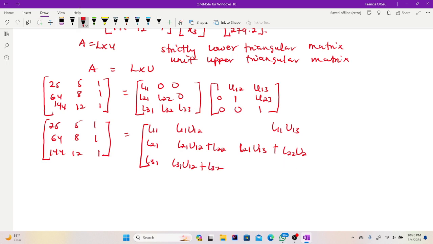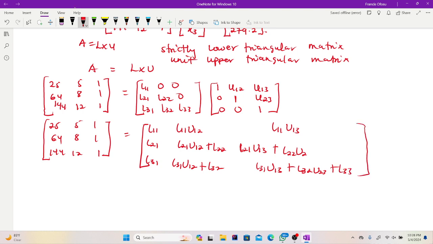Now let's come to the last part. So L31 will multiply U13. So write L31 U13 plus L32 U23. Then finally L33 times 1. So plus L33. And we are done with this.